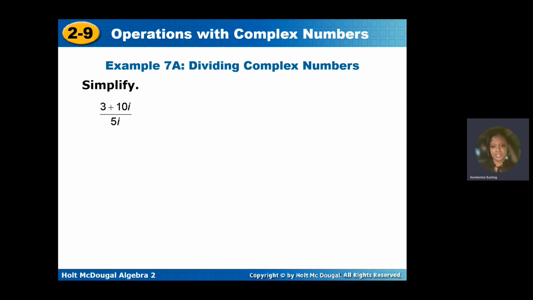Go ahead and write down this expression. We have 3 plus 10i divided by 5i. First question, do I have an i in my denominator? Yes. So I need to rationalize my denominator. It must be rationalized. Now it looks weird because I just told you, if you start off with a plus bi, it's going to become a minus bi, right?